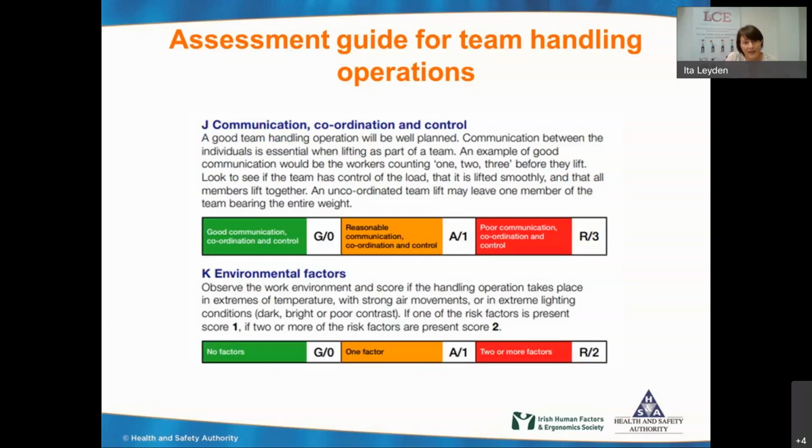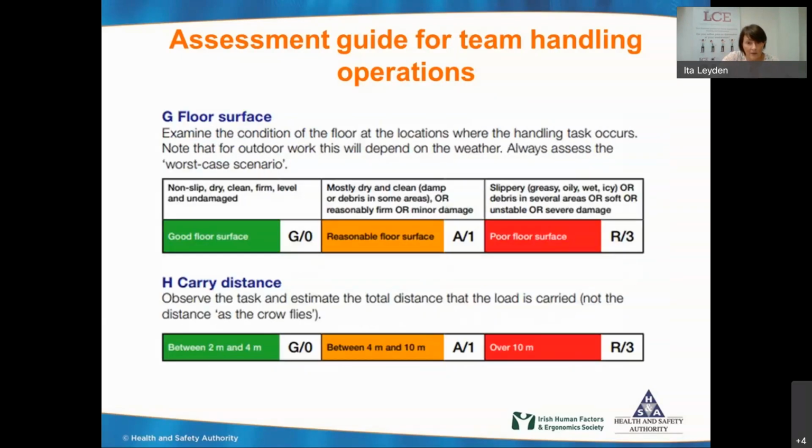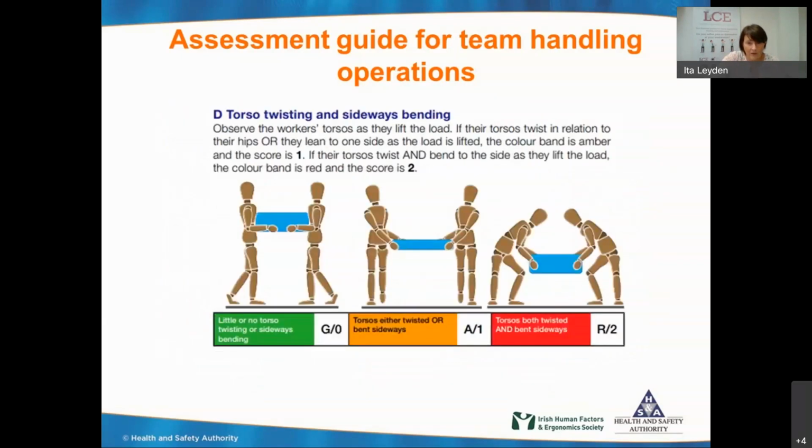So much so, it's actually a red and it's rated 3, versus, you'll see up here where we have a red 2. So a red 2 is for torso twisting, that's weighted as less of a risk factor than poor communication.